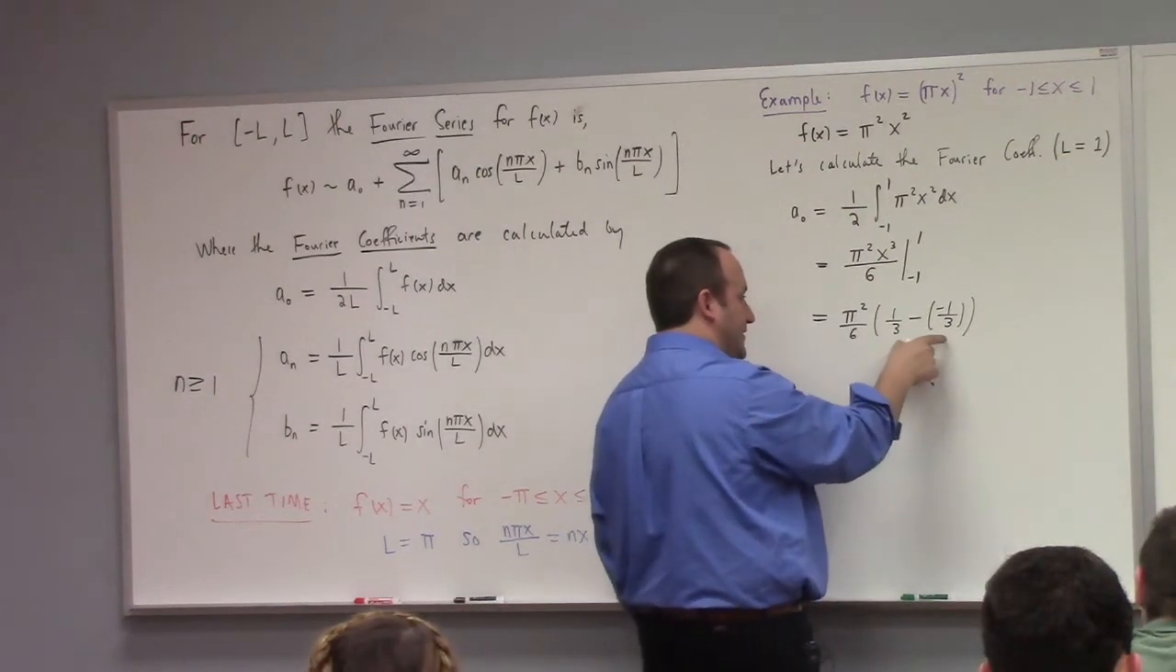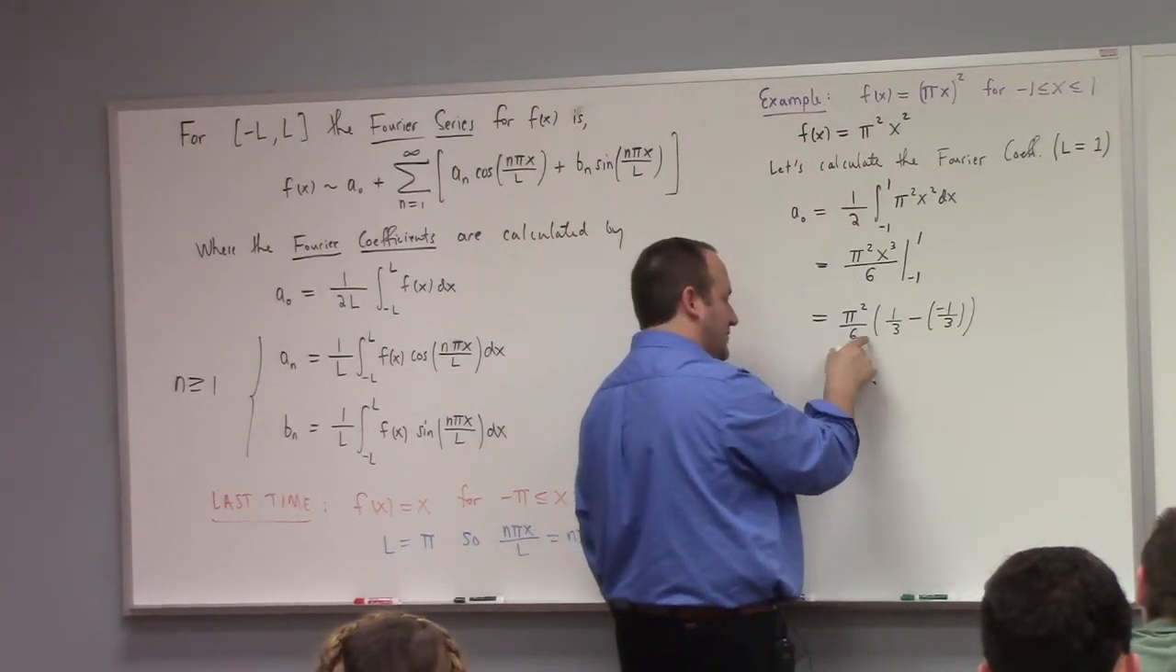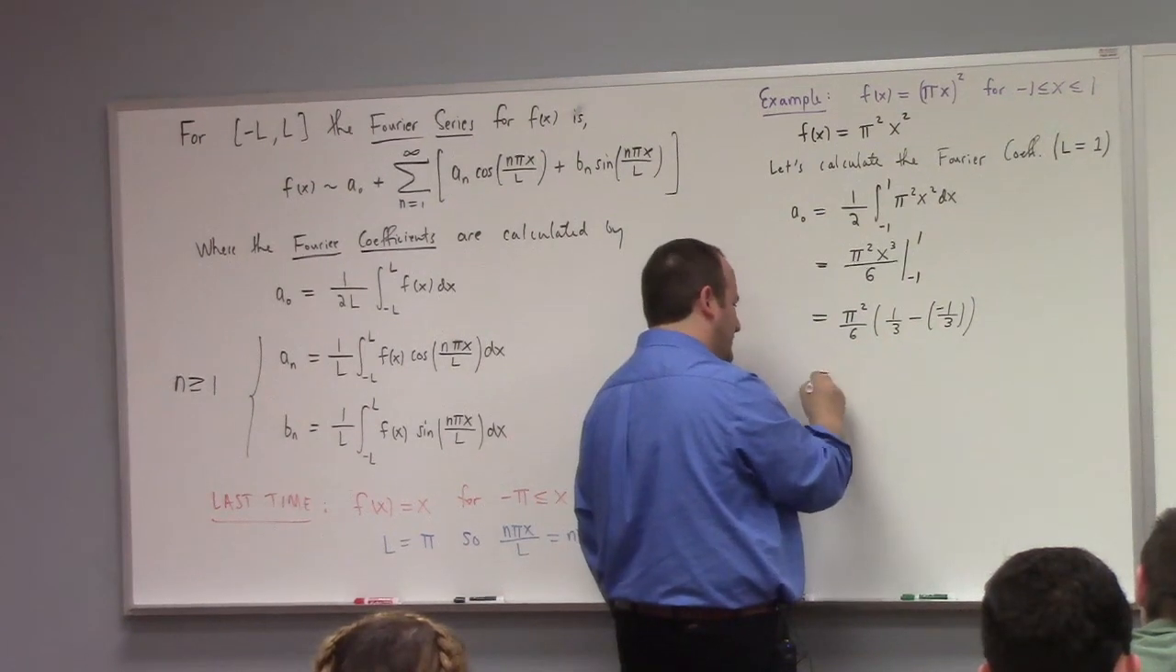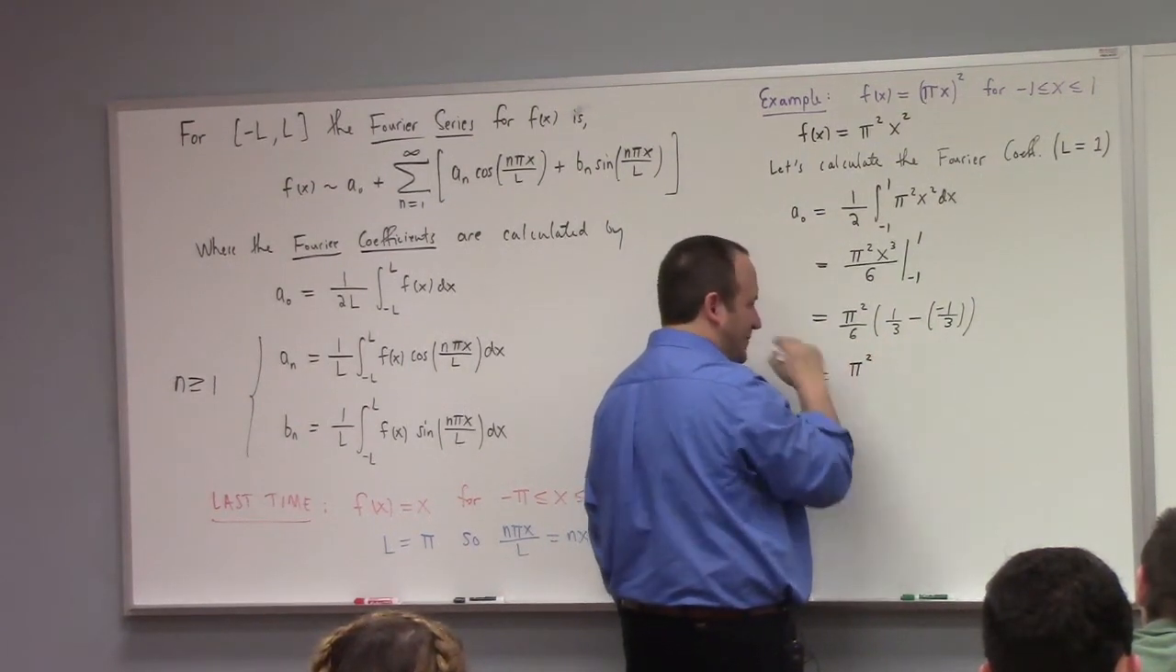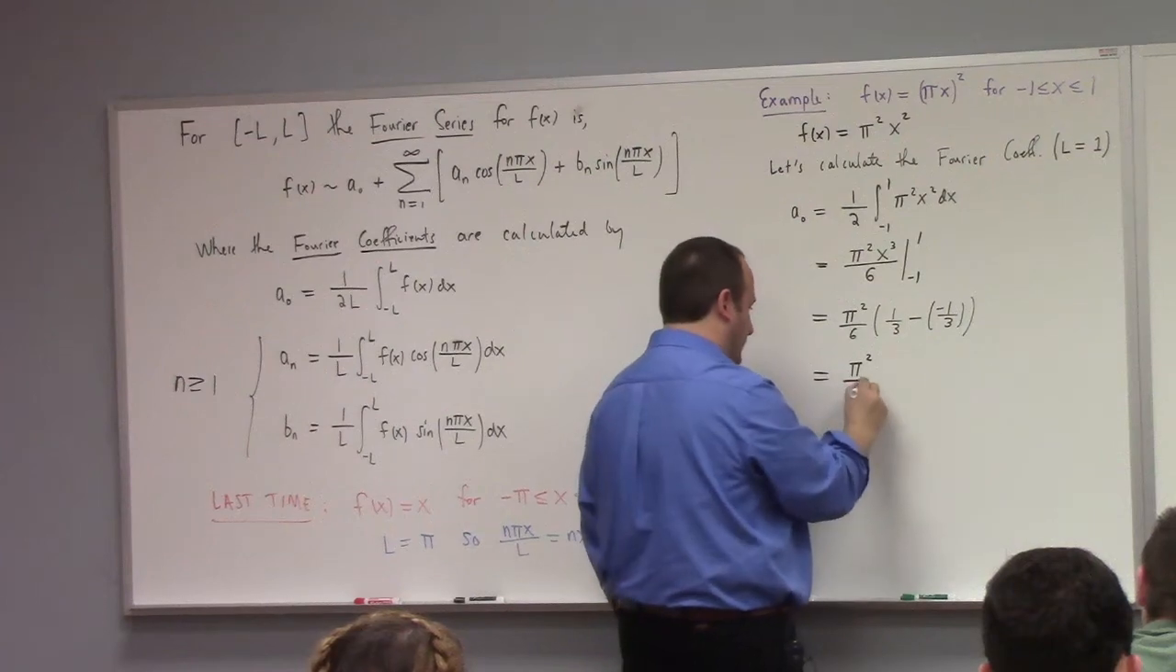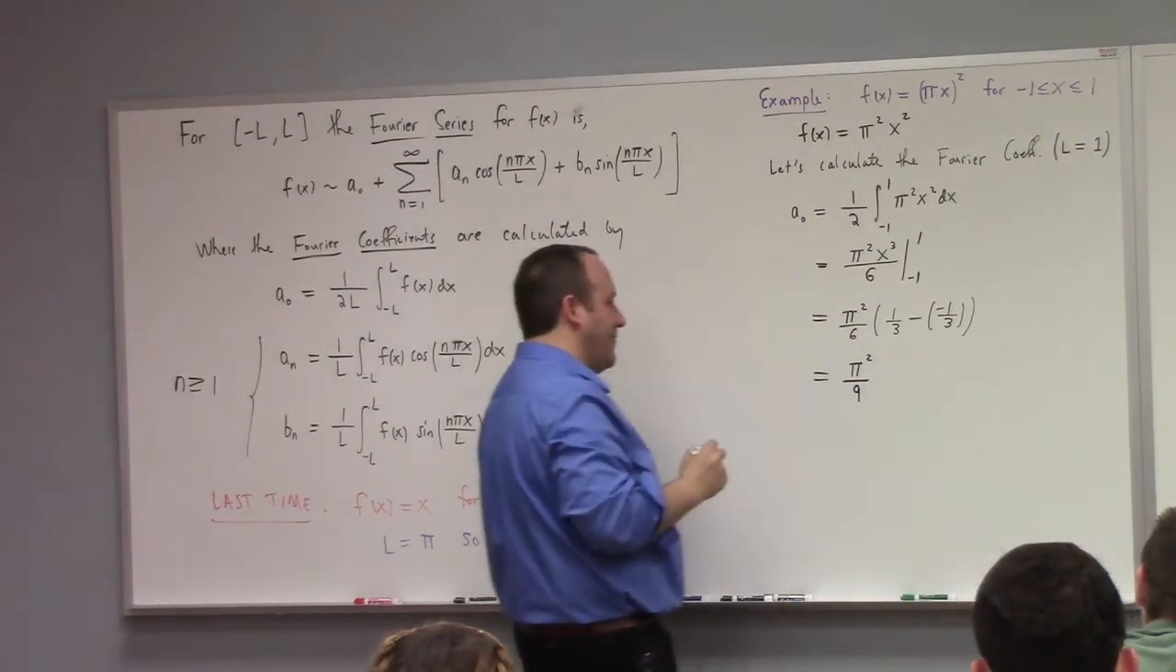Let's see here. 2/3. What's that? 2/18. Pi squared over 9? Am I right? Confirm or deny?